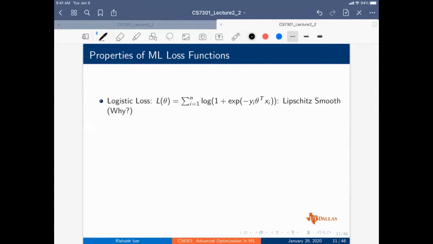Okay, so now we'll take a step back and think about some of the loss functions that appear in machine learning. It turns out that the logistic loss, which is log of 1 plus exp of minus yi multiplied by theta transpose xi, is Lipschitz smooth. Any ideas why? Or maybe rather, how would you prove this?